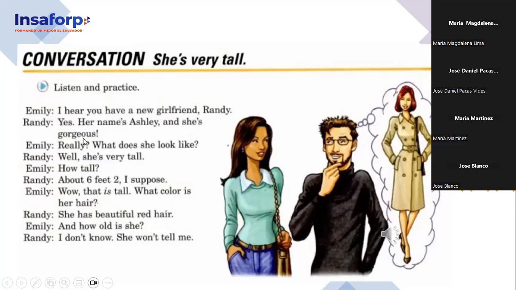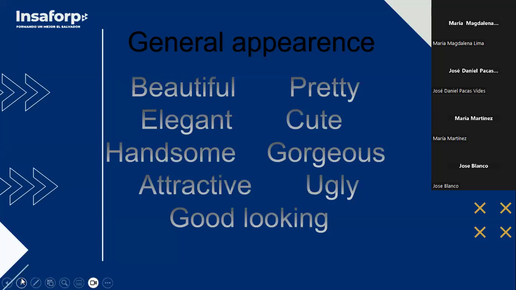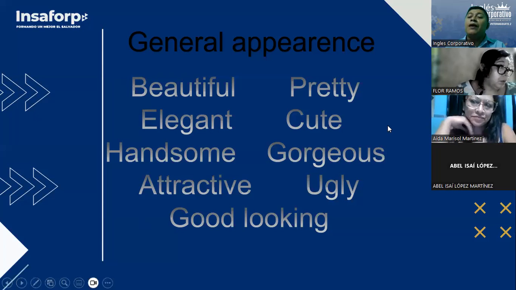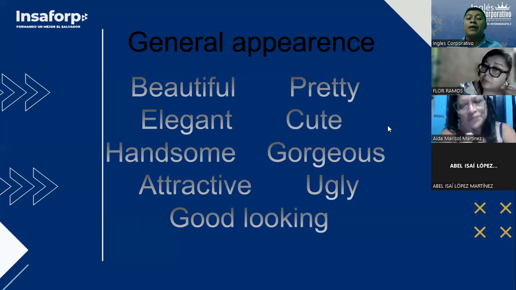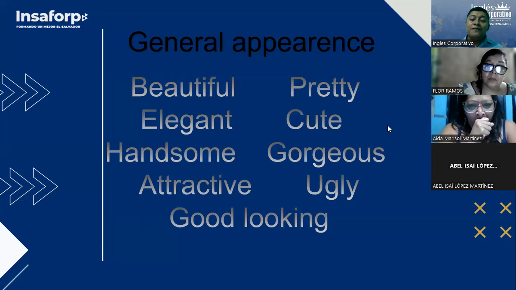Okay, then the word was gorgeous. Thank you for your help in this conversation. Okay, now let's see. We have general appearance adjectives. So we can use the following adjectives to describe people's general appearance, right? So we say beautiful, pretty, elegant, cute, handsome, gorgeous, attractive, ugly, and good looking, right?